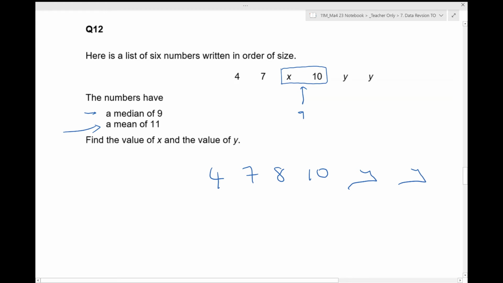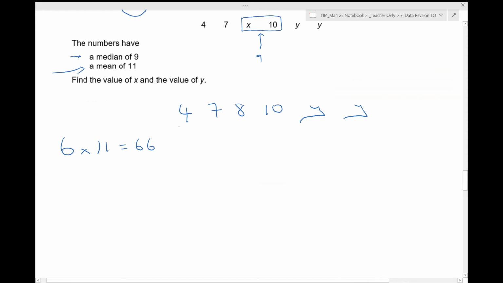The mean is 11. Okay, 6 numbers, and the mean is 11. So the total of the numbers is 66. Right, well, so far, I've got 18, 25, 29 there. And I need the total to be 66. So my 2 Y's are going to have to equal 66 minus 29, which is 37. So 2 Y's are going to have to add up to 37, aren't they? So each one is going to be half of 37, since I know that they have to be the same as each other. And half of 37 is 18.5.